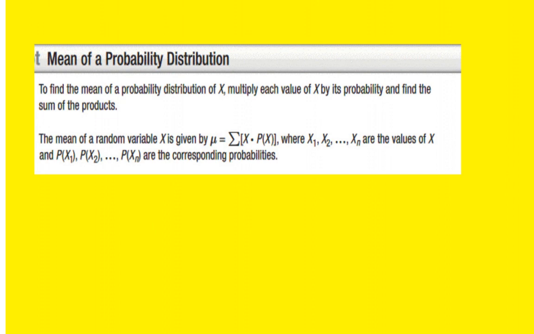So if we want to find the mean of a probability distribution, it will be the average of that probability distribution. We're going to multiply each of the values of x by its corresponding probability and then find the sum of the products. So that's given by this variable mu. And so the sum of each value of x times the probability that occurred.